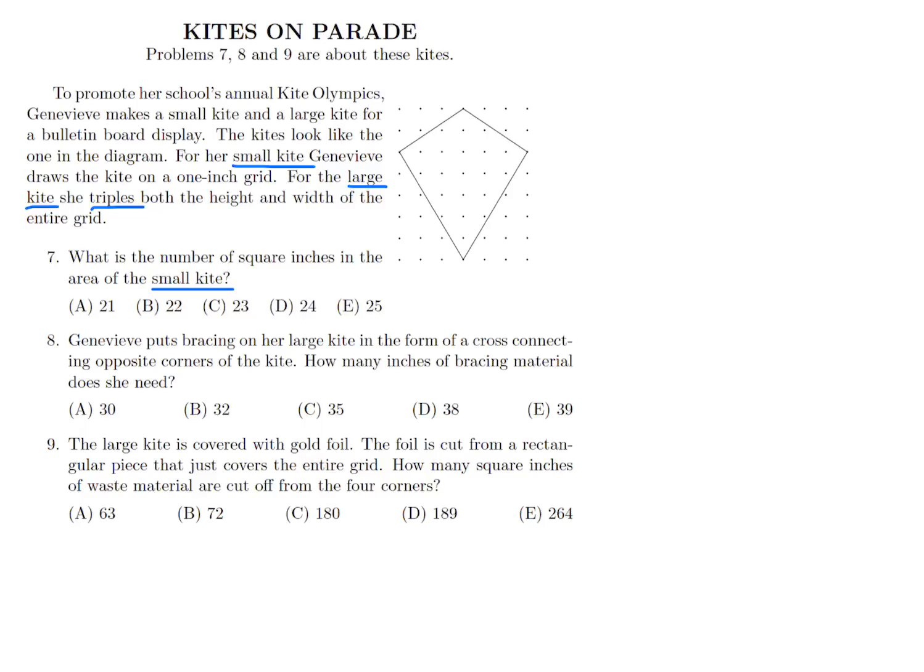Well, to figure out the area of the small kite, we can figure out the area of the entire rectangle and then subtract from it these 4 triangles. So the area of the entire rectangle, basically the dimensions of the rectangle. So it's 1, 2, 3, 4, 5, 6 times 1, 2, 3, 4, 5, 6, 7. So 42 is the area of that entire rectangle. And now we have to subtract the 4 triangles.